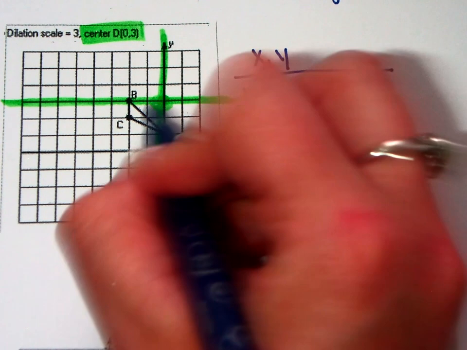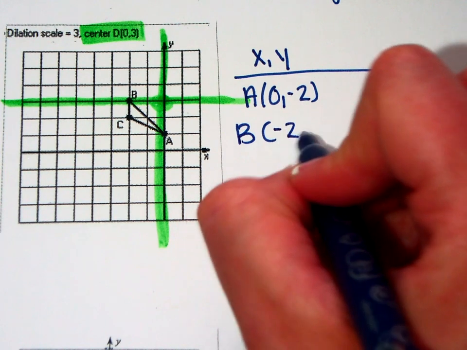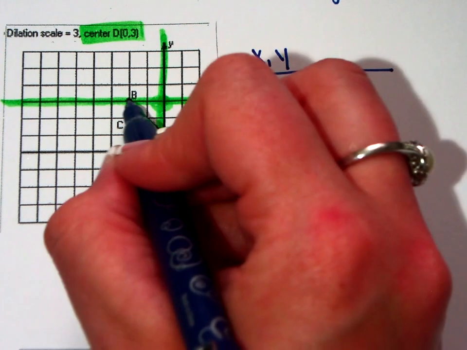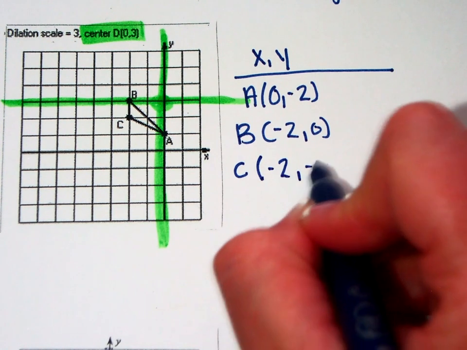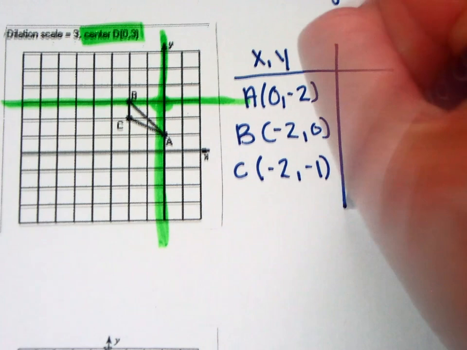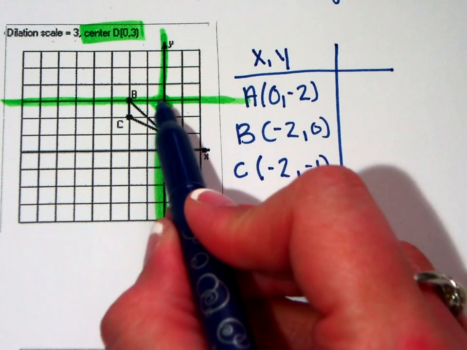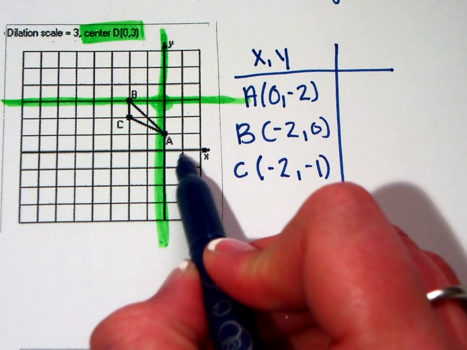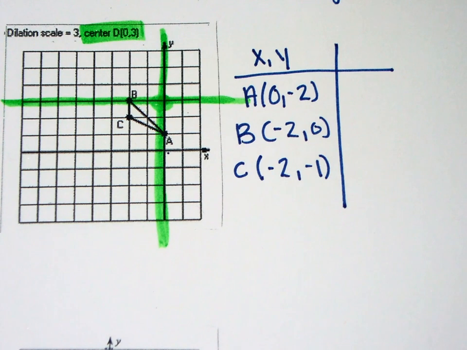B is now -2, 0. And C is -2, -1. Notice how I'm getting those points off of my new origin. I don't care about what it was before. I'm using my new center. Now comes the part where I am dilating my shape.